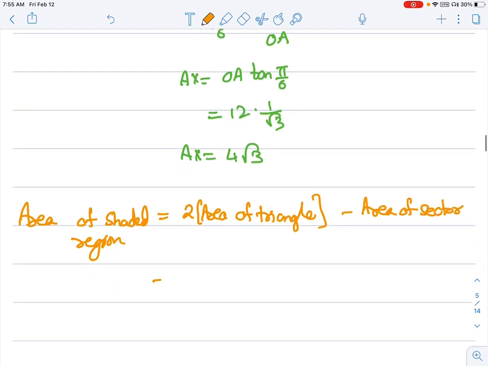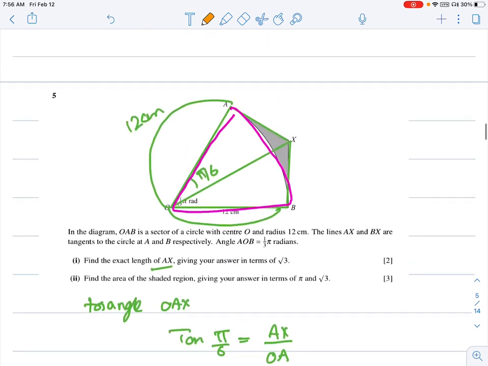So 2 times area of a triangle is half times base times height, minus area of a sector, which is half r square theta. So half times base times height. If this is the base of the triangle, this is the height. If AX is the base, OA should be the height.